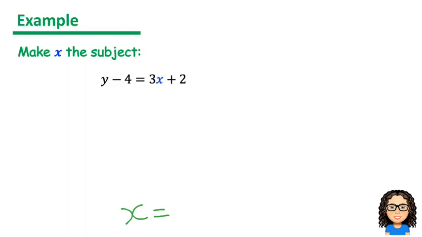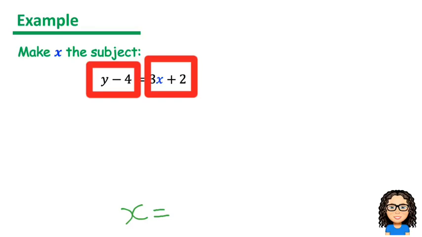So I need to figure out what needs to move to which side to get to that point. I notice first of all that my 3x is on the right hand side. If I moved it across, it would become negative. But what I could do is literally just flip the whole thing around. So I could just take this side and flip them over. And that's what I'm going to do.